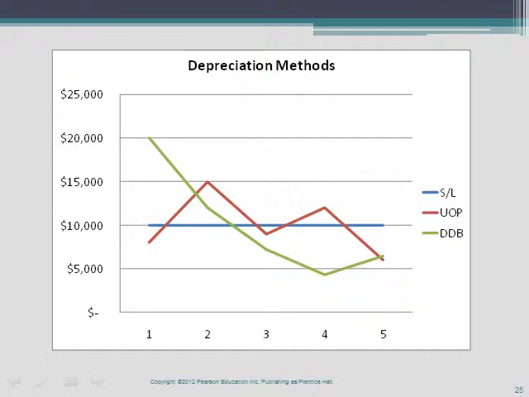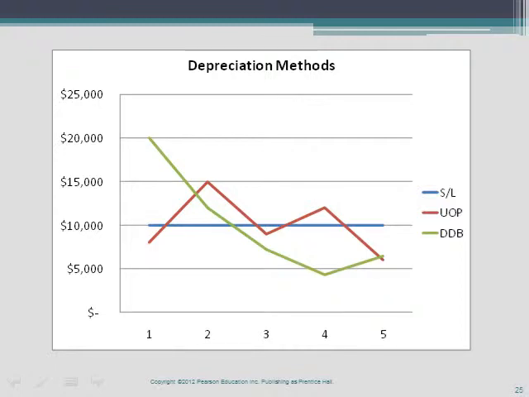This graph shows the different patterns of the 3 depreciation methods. The amounts are based on the following data. A cost of an asset is $50,000, the useful life equals 5 years, and a residual value of 0. The straight line, which is the blue line, produces a constant amount of $10,000 per year in depreciation.